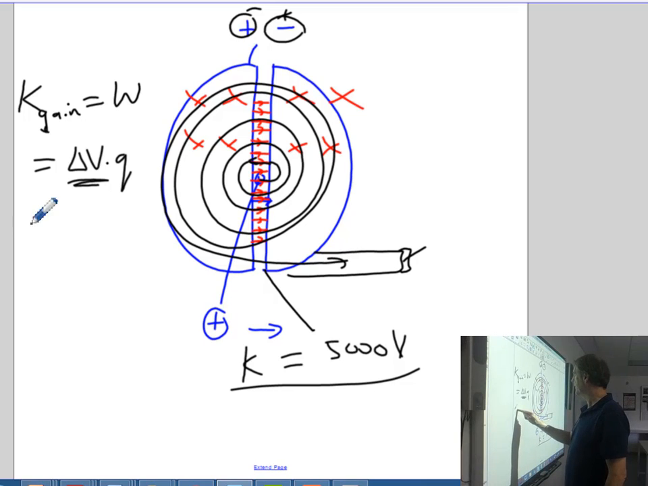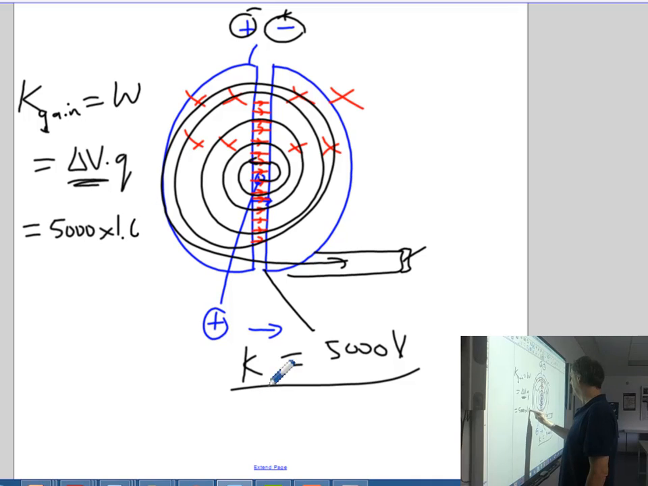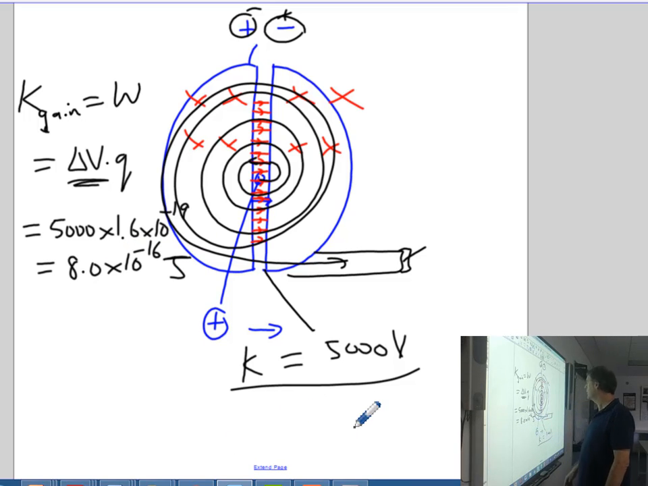So let's actually do this for a second. 5,000 times 1.6 by 10 to the minus 19. You're going to get 8.0 by 10 to the minus 16 joules. Okay. Now you'll notice that all these ions and electrons and protons have very tiny values for their energy. Such a small amount of energy, and it's quite hard to work with.